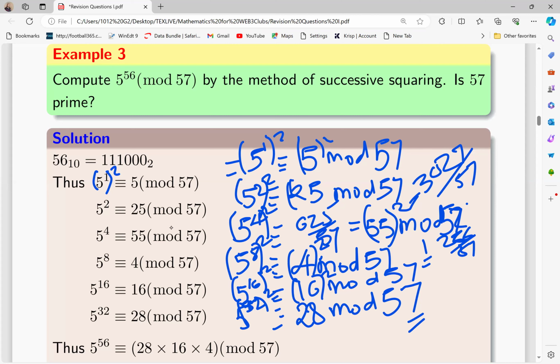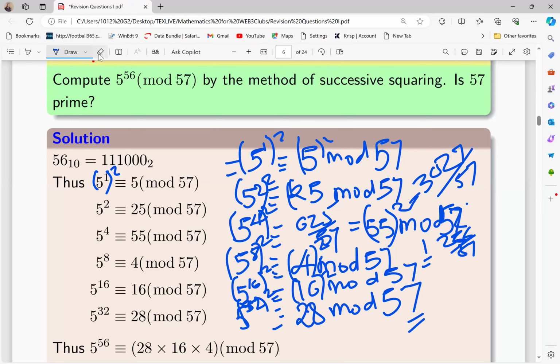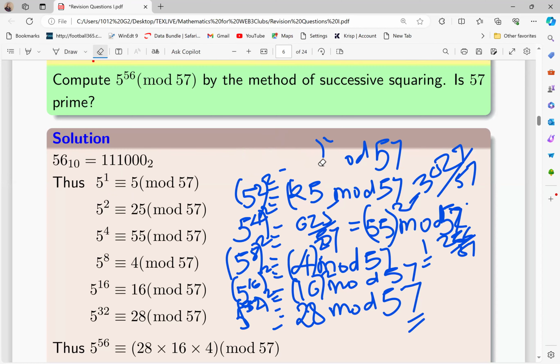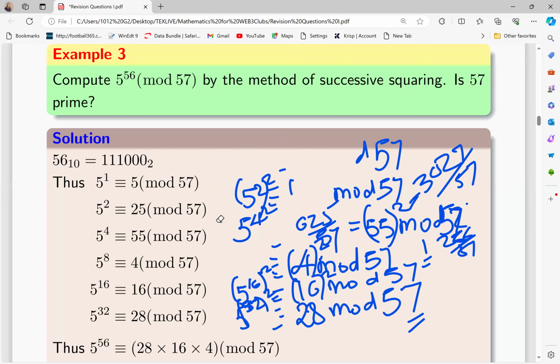So now the part that remains is to write the result. We have the binary number, and then we've squared. So what is left now is the final answer. My friend at the back, come and guide us through.